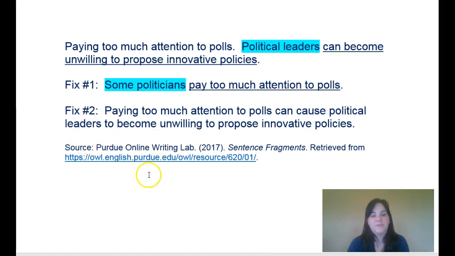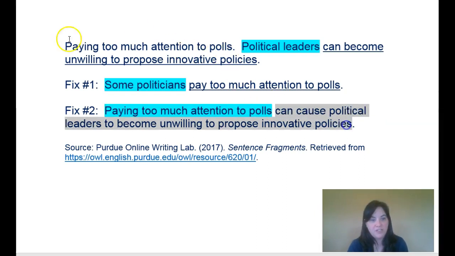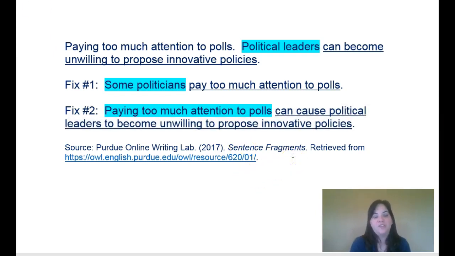Let's double check that to make sure I did end up with a complete sentence. So in this case, I've completely flip-flopped the structure of my sentence, and I've actually made paying too much attention to polls my subject. So this is what the sentence is about. The rest of the sentence is the result of paying too much attention to polls and becomes my predicate. So I have paying too much attention to polls can cause political leaders to become unwilling to propose innovative policies. And that is a complete sentence.